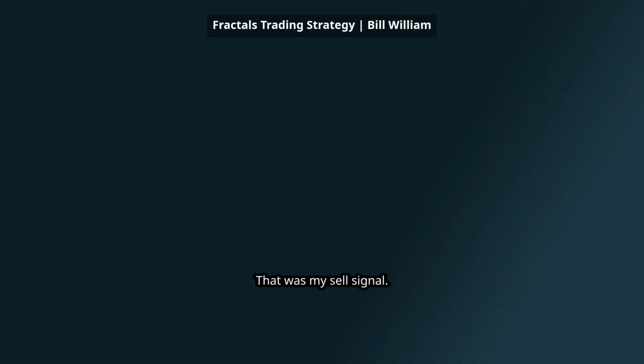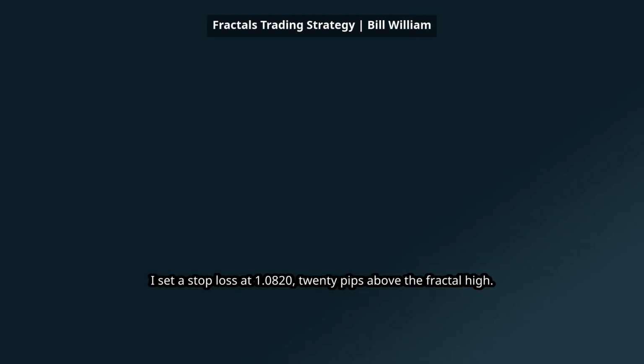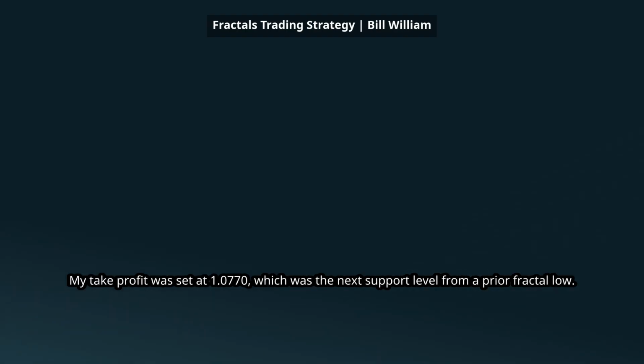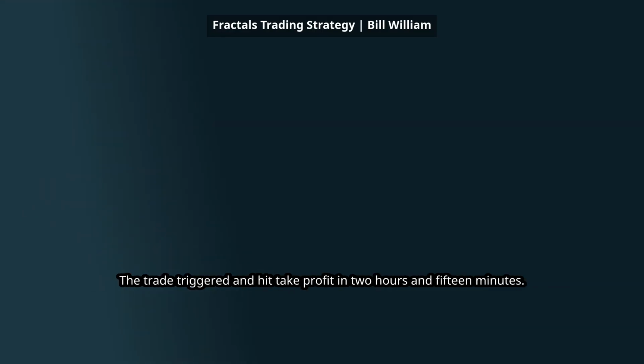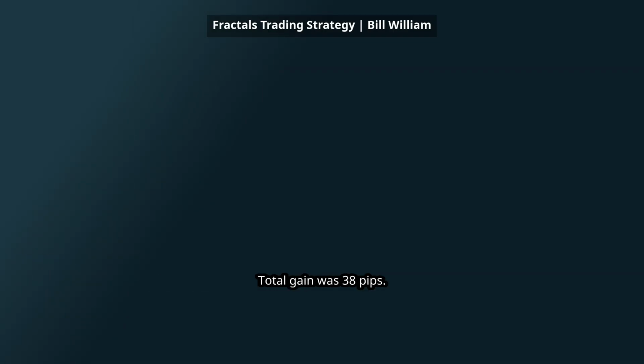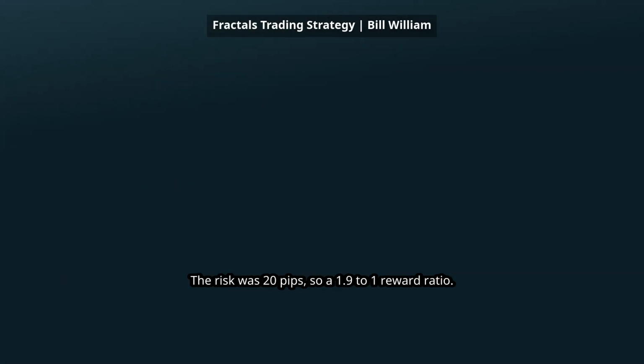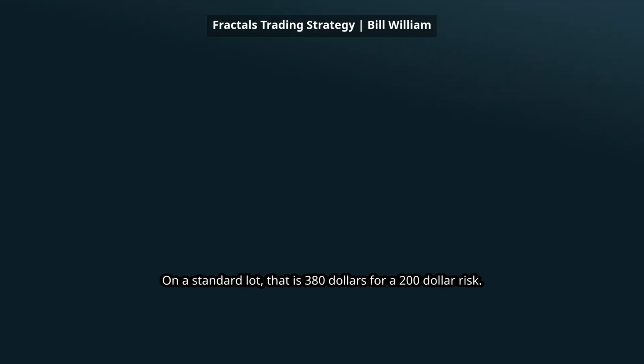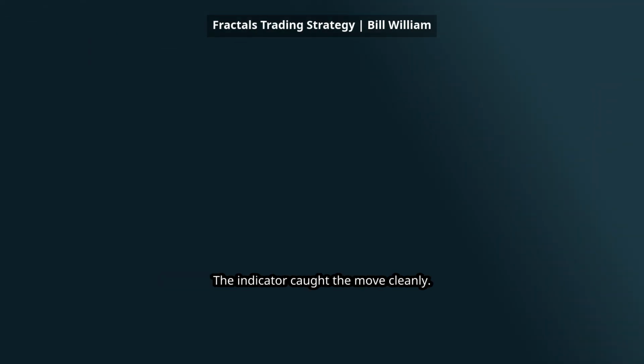I set a stop loss at 1.0820, 20 pips above the fractal high. My take profit was set at 1.0770, which was the next support level from a prior fractal low. The trade triggered and hit take profit in 2 hours and 15 minutes. Total gain was 38 pips. The risk was 20 pips, so a 1.9 to 1 reward ratio. On a standard lot, that is $380 for a $200 risk. The indicator caught the move cleanly.